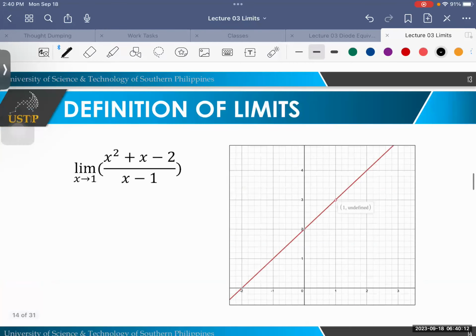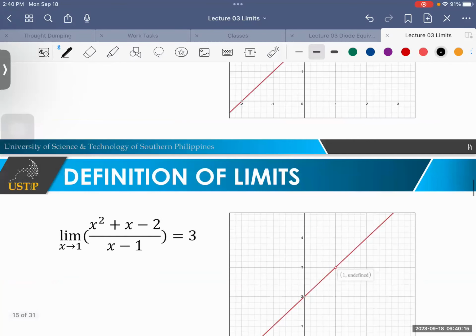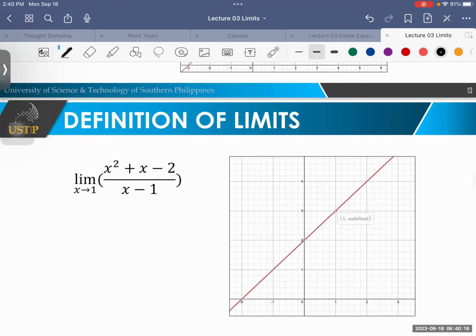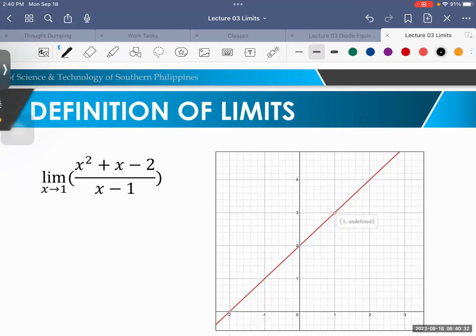Okay, here we have, given this rational function, the limit of x squared plus x minus 2 all over x minus 1 as x approaches 1. What is it? Graphically, you can tell that it approaches a certain value. So as you can see, when x approaches 1 from the left and when x approaches 1 from the right, the limit is that. So that is 3, graphically.